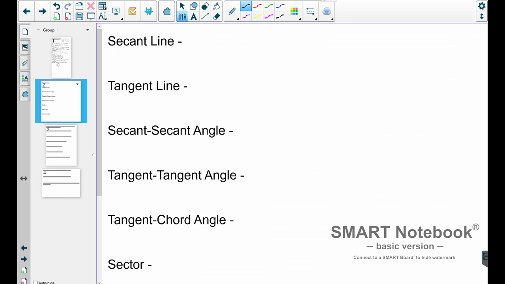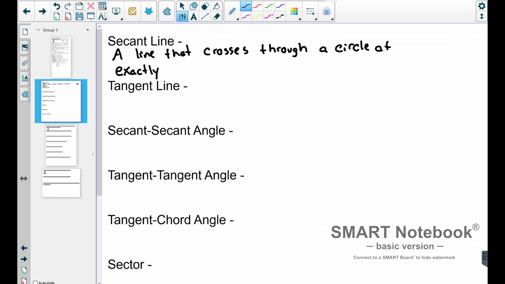A secant line is a line that crosses through a circle at exactly 2 points. This one's kind of like a chord. The chord connects 2 points on the circle, but the secant line comes through the circle like that, crossing at exactly 2 points. If it were to cross at only 1 point, you'd have what we call a tangent line.